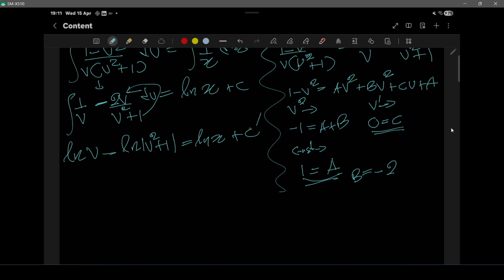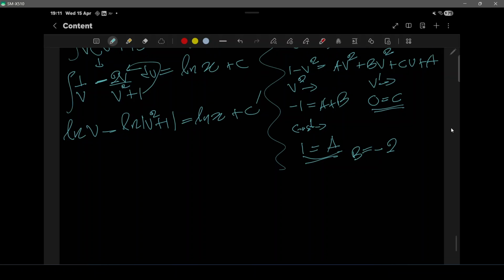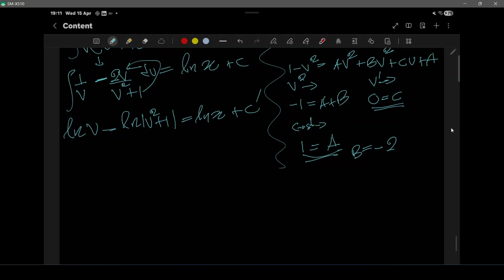I wrote the c dash because on the left side in this integration there is also a constant. So the constant changes here. Okay. So right, we're done. So we can further simplify it: ln of v over (v squared plus 1). We can use some rules of logarithms, it can be written like this.